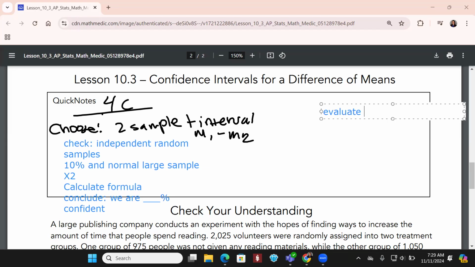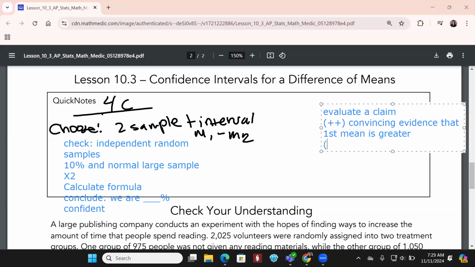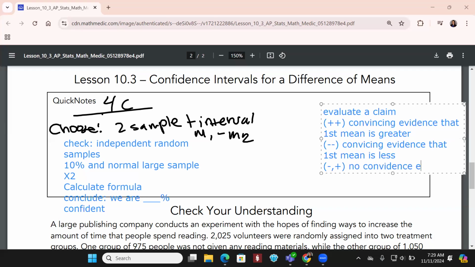We also learned how to evaluate a claim. Same thing as last time. If we have both plus plus on our interval, then that means that we have convincing evidence that the first mean is greater. If we have a minus minus, we have convincing evidence that the first mean is less than the second. And if we have minus plus, we have no convincing evidence of a difference.